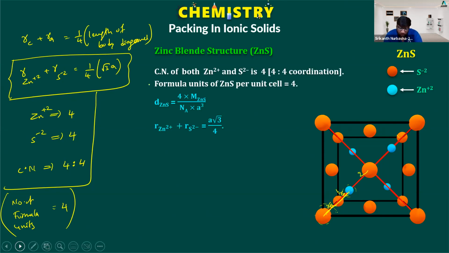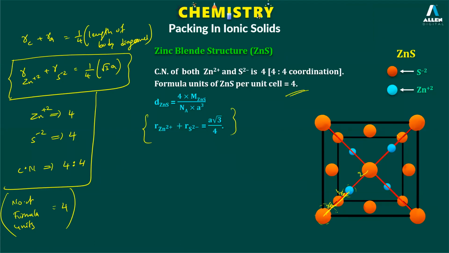Okay. Coordination number of both Zn plus 2 and S minus 2 is 4:4 type. Formula units of ZnS per unit cell is 4. Density of ZnS is 4 into molar mass of ZnS, because Z is 4, 4 formula units are there, divided by Avogadro number into a cube. And radius of Zn plus 2 plus radius of S minus 2 is found to be √3a/4. Is that clear, students? Yes, sir.